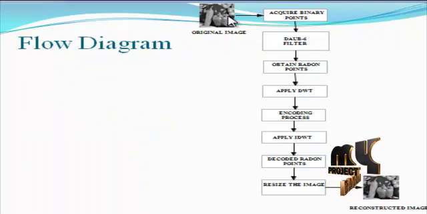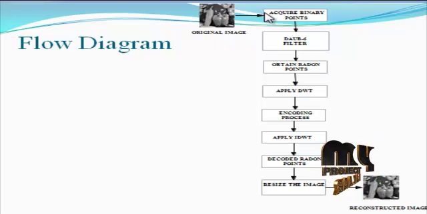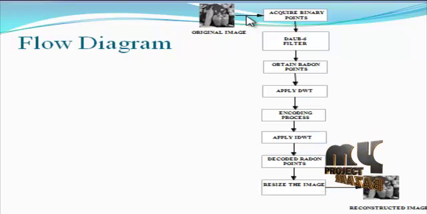Next we will see the flow diagram for the product. The original images are applied to the processor and noise is added in the pre-processing step, adding salt and pepper noise in a certain ratio. Then the noisy image is applied to the MATLAB process, acquiring the binary points for the noisy image. Then the noisy image is applied to the double integral filtering architecture, which obtains the random points for the noisy image, then applies the DWT transformation.